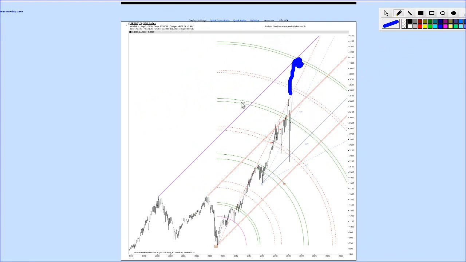See how we've got these Fibonacci resistance lines. We've already gone through this one. We're hitting this one, and I think the major target is here.